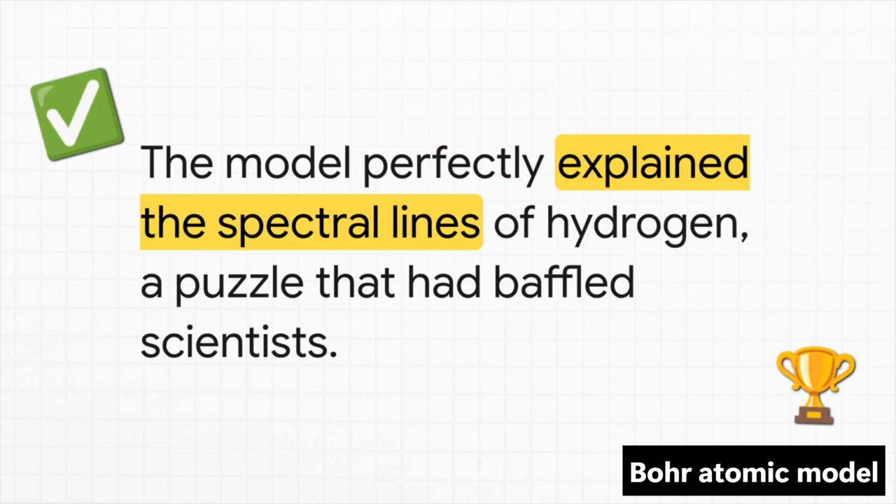And this was the model's crowning achievement. All of a sudden, that bizarre barcode of hydrogen made perfect sense. Each and every line was just the signature of an electron jumping between two of Bohr's special allowed energy levels. His strange rules weren't just some crazy theory. They predicted reality with stunning precision. It was a monumental, world-changing triumph.